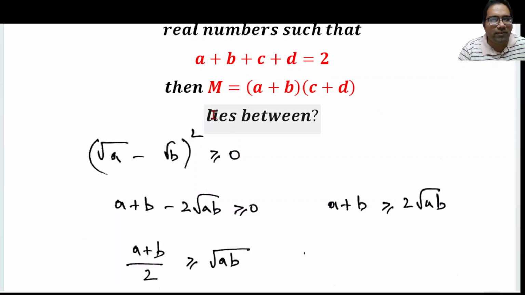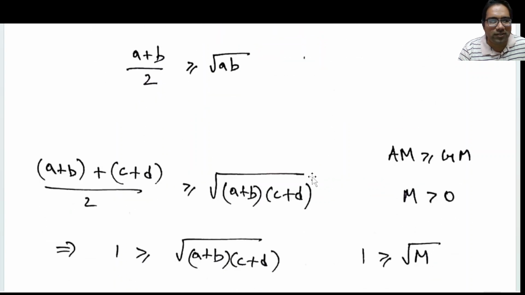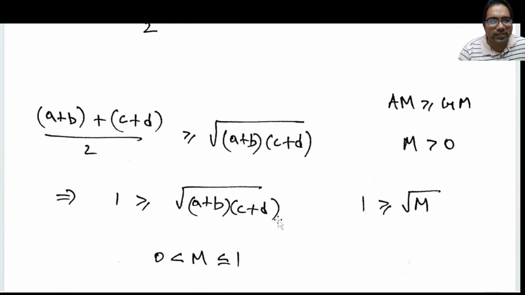When is this M 1? When (a plus b) into (c plus d) is 1, that means a plus b and c plus d both should be individually 1. That means if a, b are 0.5 and c, d are 0.5, then (a plus b) into (c plus d), 0.5 plus 0.5, 1 into 1, is equal to 1. So equality when all four are same and if you take all four as 0.5, then M can become 1. But M is always greater than 0.